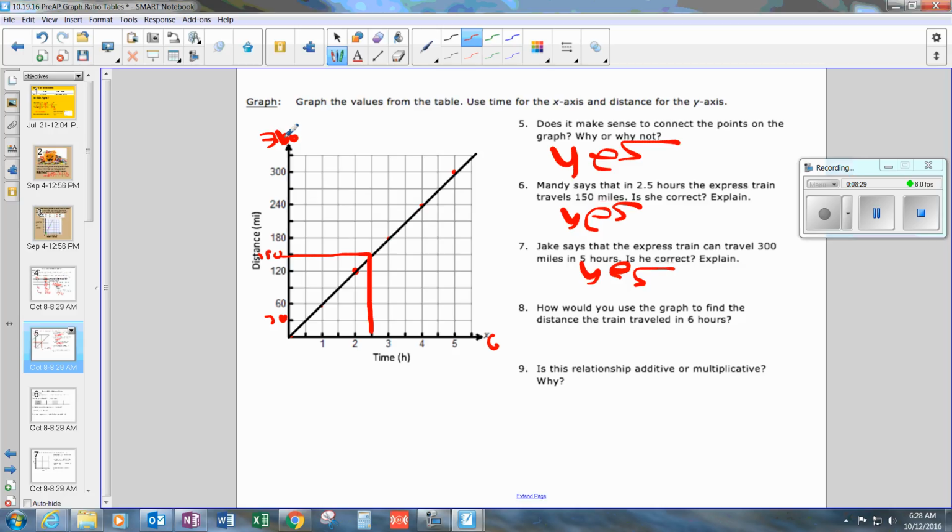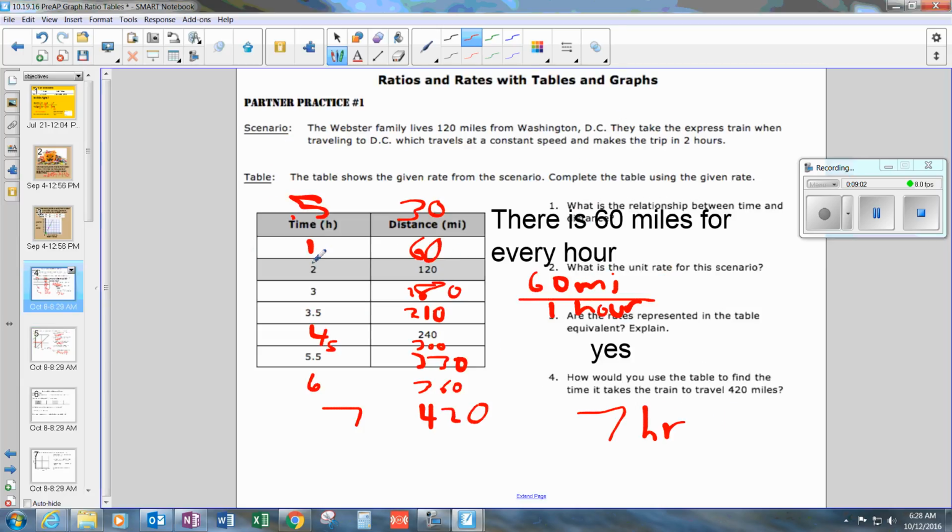Another way you can see it is, for every hour you can move 60 miles. So every hour is 60 miles. So 5 hours, it's 300. And if you tack on another hour, you add another 60 miles. Is the relationship additive or multiplicative? It's multiplicative, because for every hour, you're going 60. For every 2 hours, you're going 120. To do that, you multiply by 60. Look at our table. We multiply by 60 to reach that point.